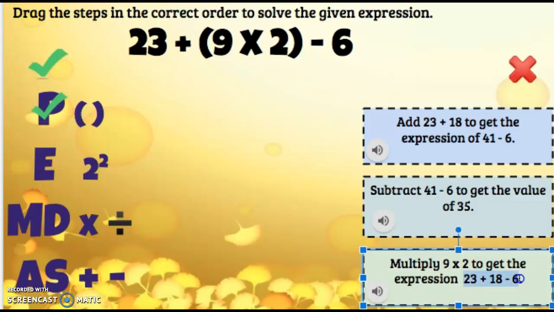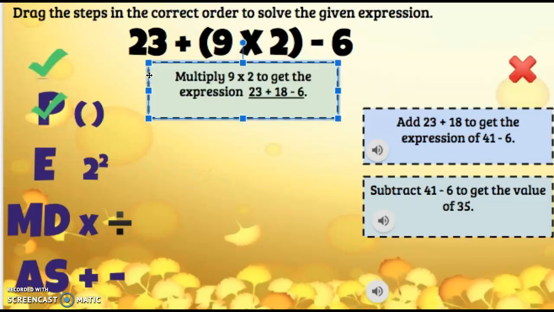So my new expression that I'm going to be solving now is 23 plus 18 minus 6. That's my first step, was to do 9 times 2. Now I'm looking to see, okay, in 23 plus 18 minus 6, what's my next step that I need to do? Well, I don't have any exponents. I'm going to put a check over the E because I don't have any of those. Multiplication, division, don't have any of those, okay?